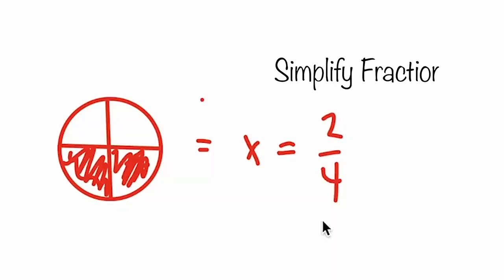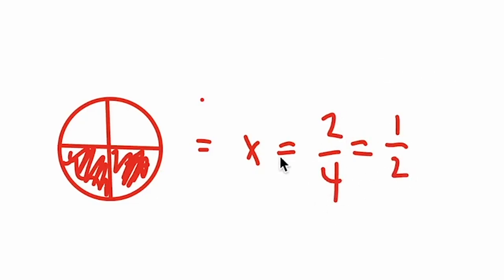And in our case, 2/4 could be written more simply. I could simplify it by dividing both the numerator and the denominator by 2. Divide the 2 by 2 and you get 1. Divide the 4 by 2 and you get 2. So x is really equal to 2/4. That's true. But I can simplify that and say that that's really equal to 1/2.